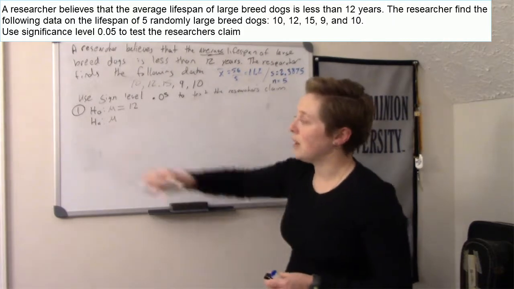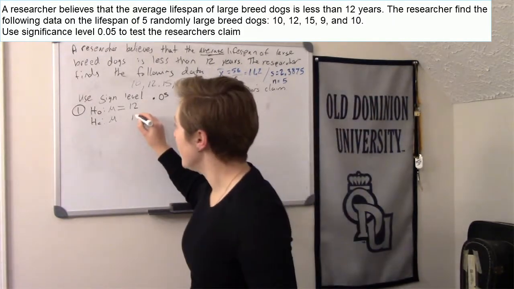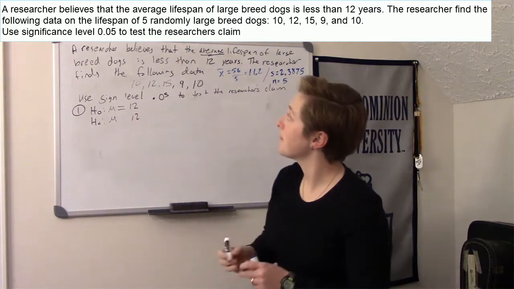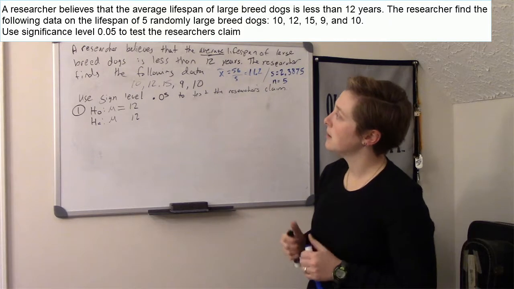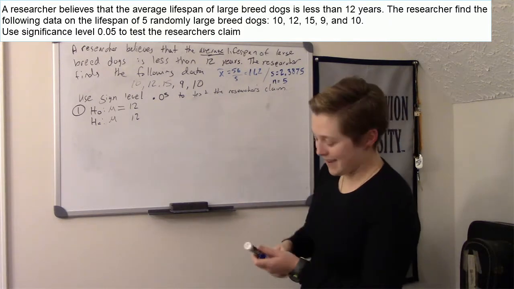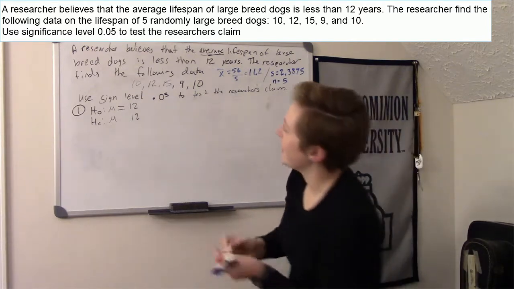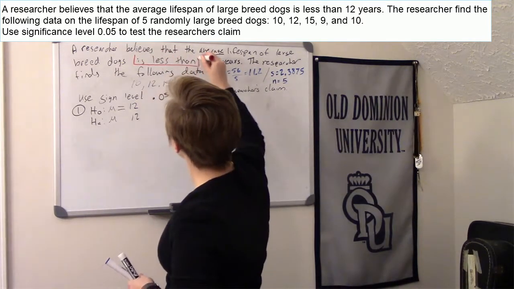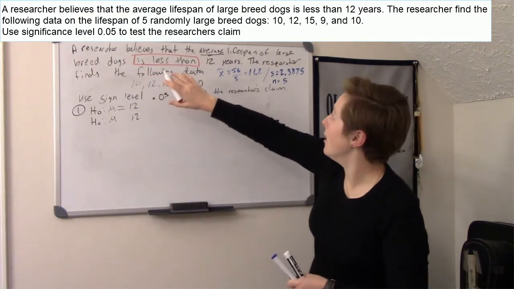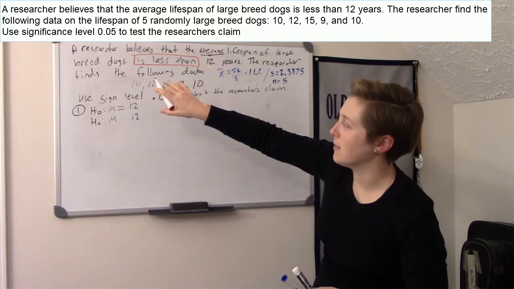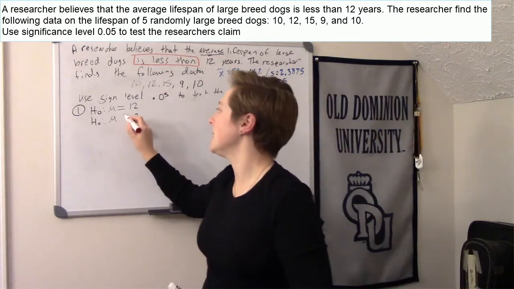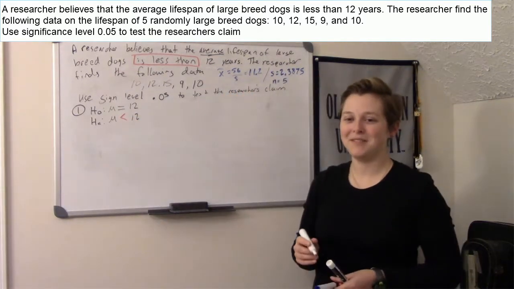So what's the alternative? We know we're going to have 12. These numbers should always match. So it's just the sign. Not equal to? You said the researcher believes the average lifespan is less than 12. So less than 12. Yeah, let's highlight that. The researcher believes that the average lifespan of large breed dogs is less than 12 years. So we are testing, it's written very clearly.